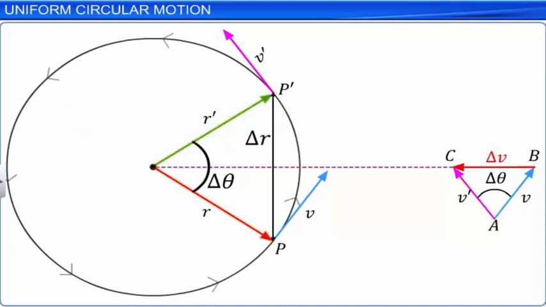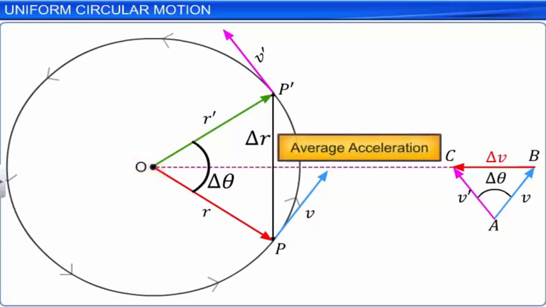If we place delta v along the line which bisects the angle between r and r', the arrow of delta v points towards the center of the circle O. The average acceleration acts along delta v. Therefore, average acceleration a bar is directed towards the center of the circle. We can verify all these by changing the position of the point P'.